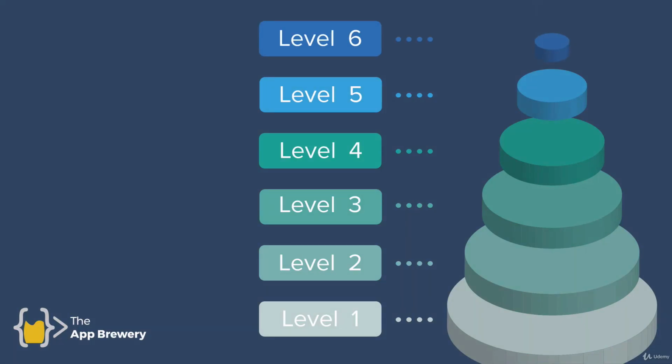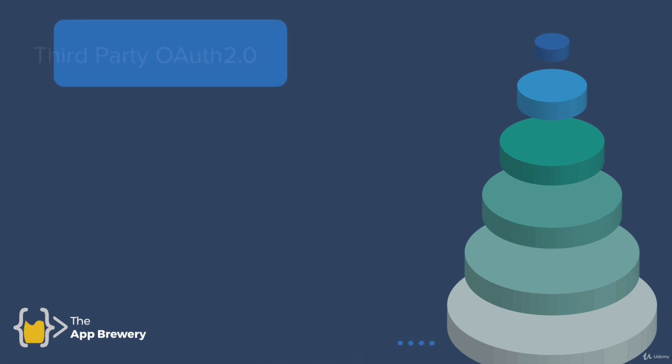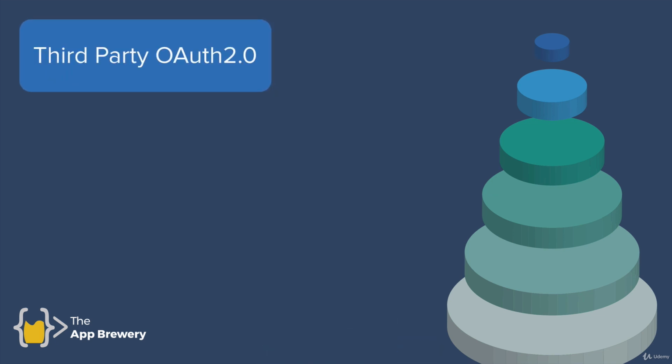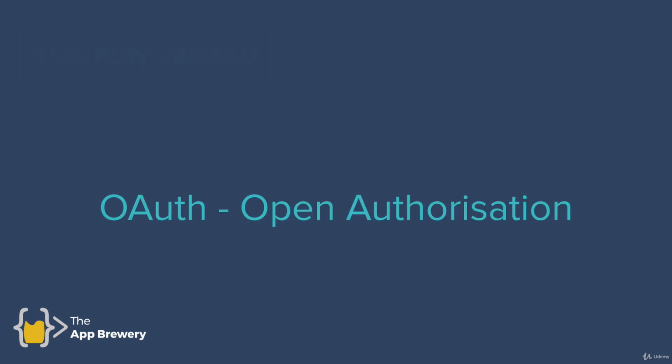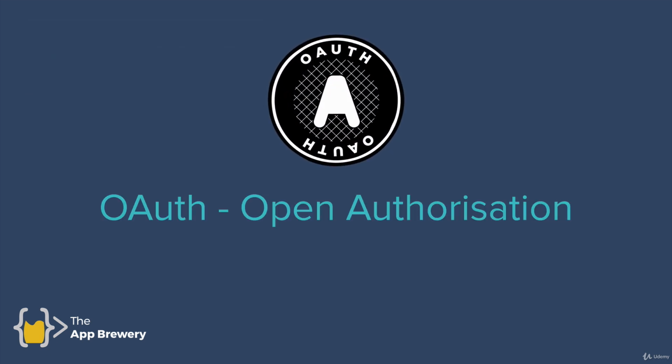All right, it's time to level up yet again, and we're now on level 6. And on this last level, we're going to talk about third-party OAuth. Now, what exactly is OAuth? You might have heard of this term, but all it is, is simply an open standard for token-based authorization.